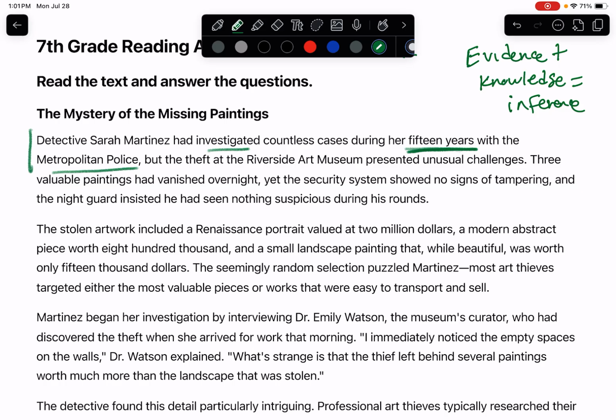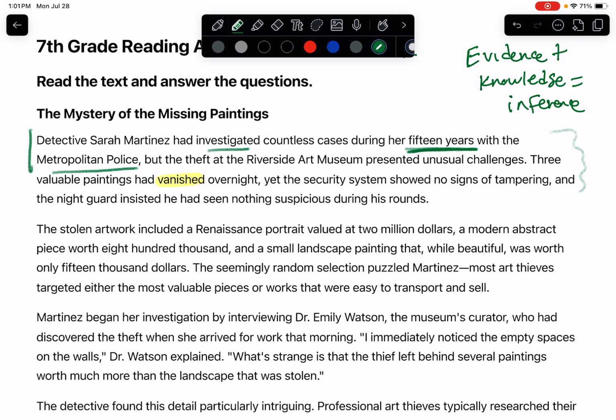Detective Sarah Martinez had investigated countless cases during her 15 years with the Metropolitan Police. But the theft at the Riverdale Art Museum presented unusual challenges. 3 valuable paintings had disappeared overnight, yet the security system showed no signs of tampering, and the night guard insisted he had seen nothing suspicious during his rounds.